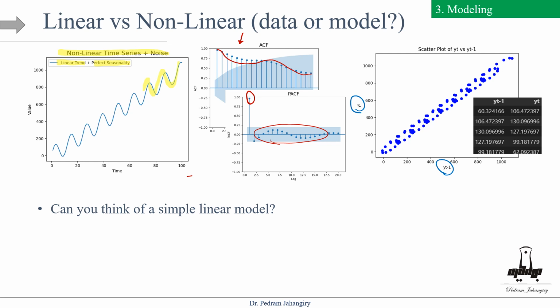So specifically, look at these examples. For example, 60, 106. 106, 130, then 130, 127. So it seems that yes, as yt minus 1 increases, yt can increase or it can decrease. So there is this cyclicality. So what can we do?